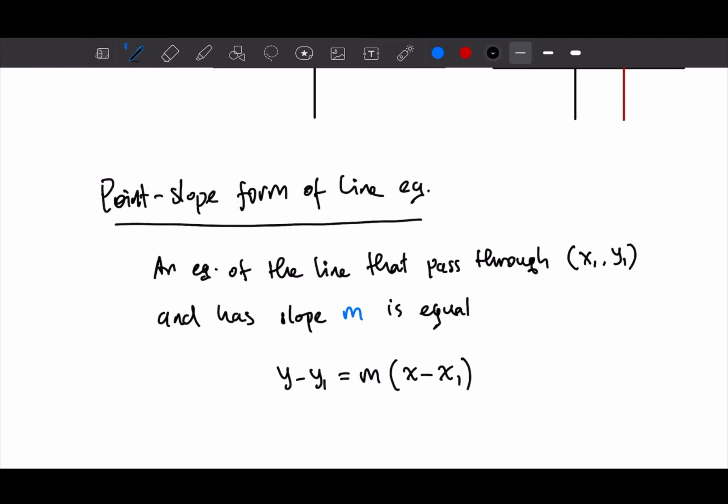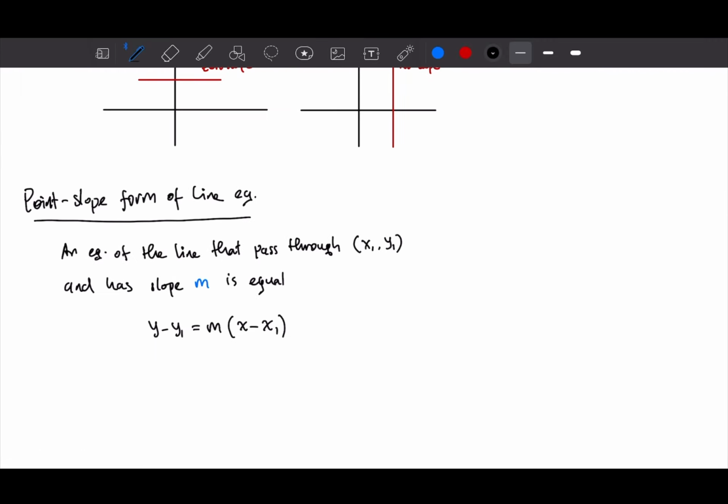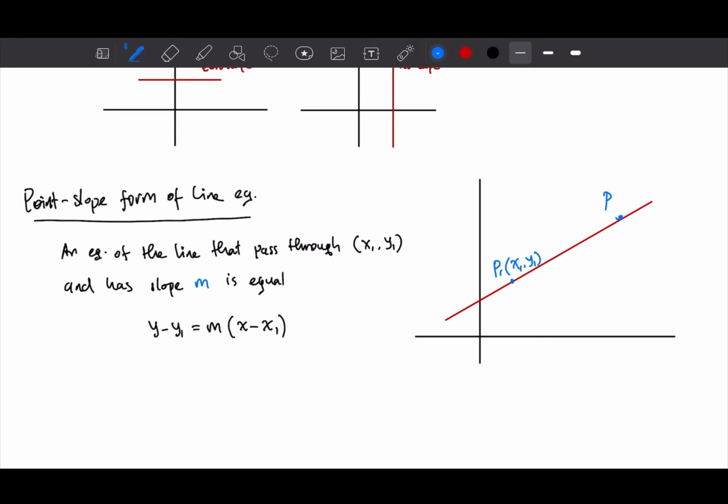Okay. Now how do we make this logical or visualized? We could just take some random line. To make it easy, let's say this has a positive slope like this. And we take some point here, let's say P1, and this is P. Let's say P1 is exactly x1, y1, where P we can move as much as we want, so we can just take it as our variable x, y.